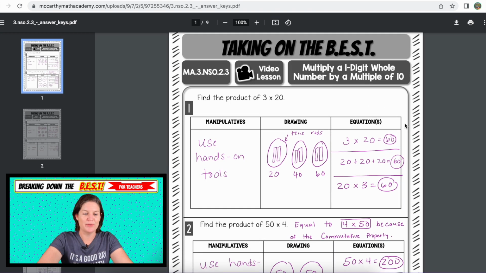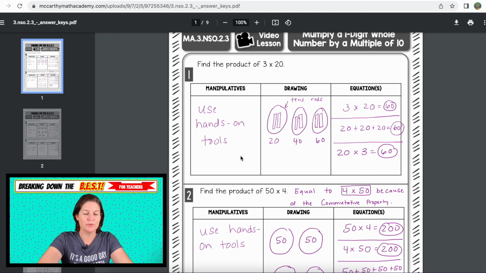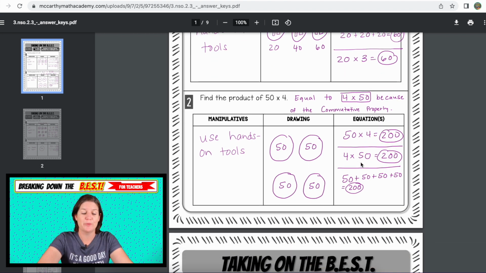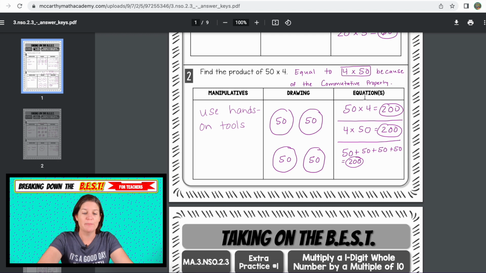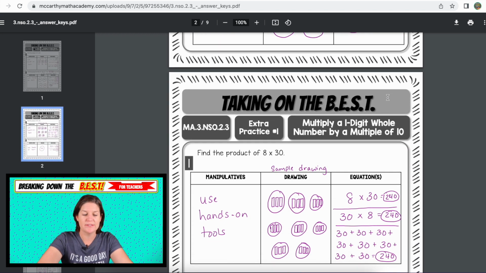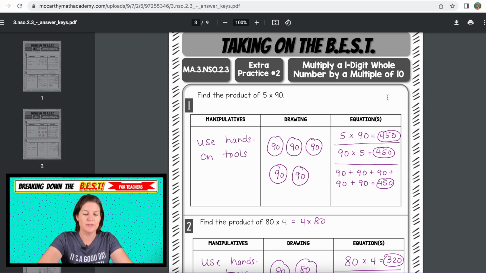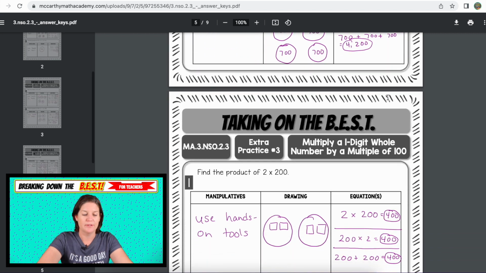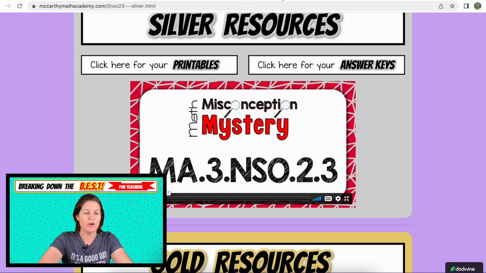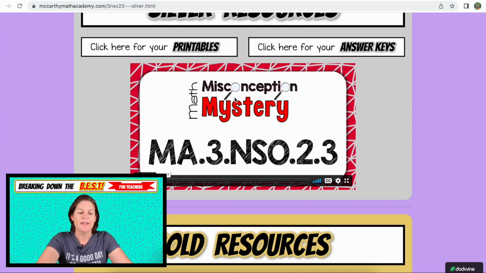All right, so you can see here, we're using the hands-on tools. You can look at the video lessons and see we're using hands-on tools. We're using drawings, we're creating equations, 3 different equations in fact for them, okay? Talking about the commutative property, all kinds of stuff going on with this. All right, so you got the answer keys for all those printable resources, and definitely check out Math Misconception Mystery.